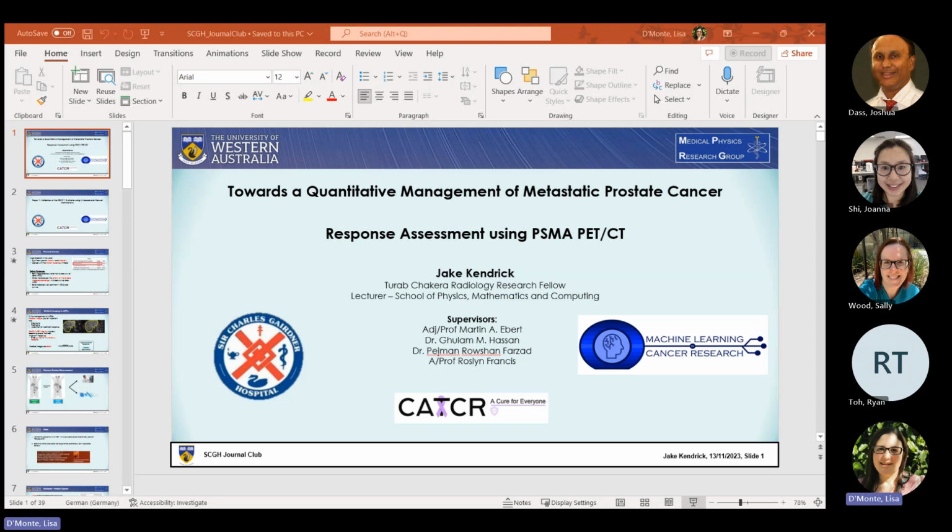As I said before, we analysed gallium PSMA PET-CT scans, so we didn't use any fluorine-based tracers in this analysis. This is something we'd like to do in the future. And this is just a little bit of information about how we actually acquired those scans.